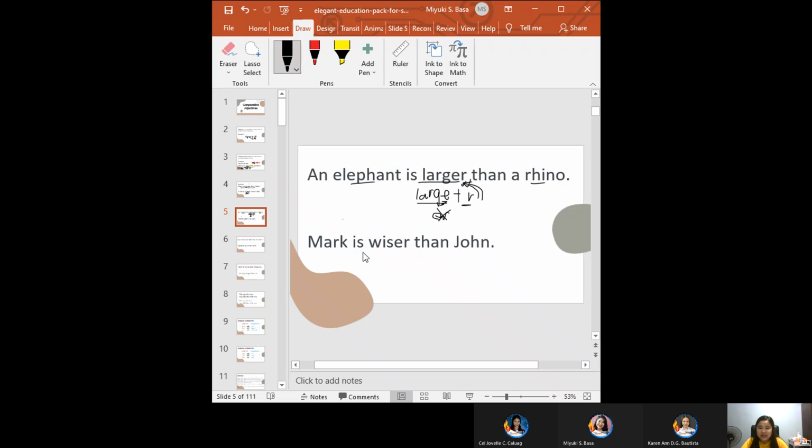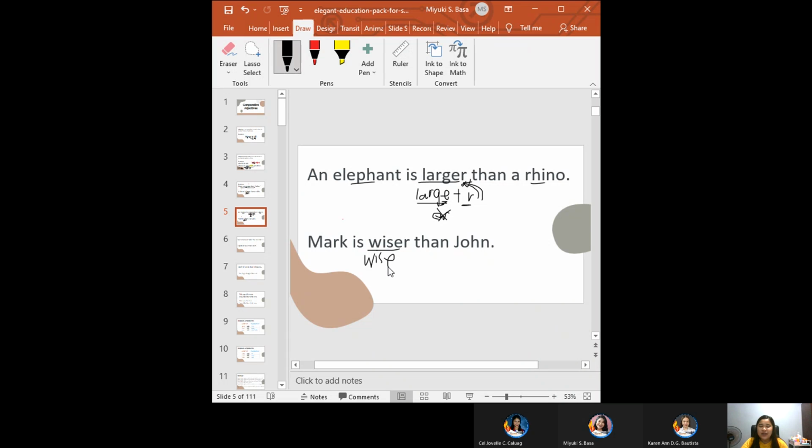Can you please read, Ms. Bautista? Mark is wiser than John. Okay, thank you, Ms. Bautista. Now my question is, what is the comparative adjective in the sentence and its base form? Ms. Bautista? The comparative adjective is the word wiser, and the base form is wise. Okay, thank you, Ms. Bautista.